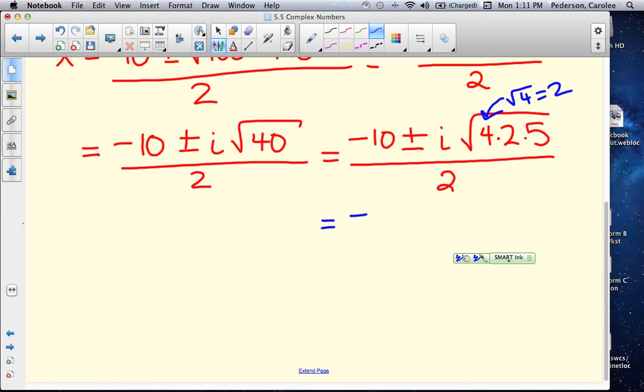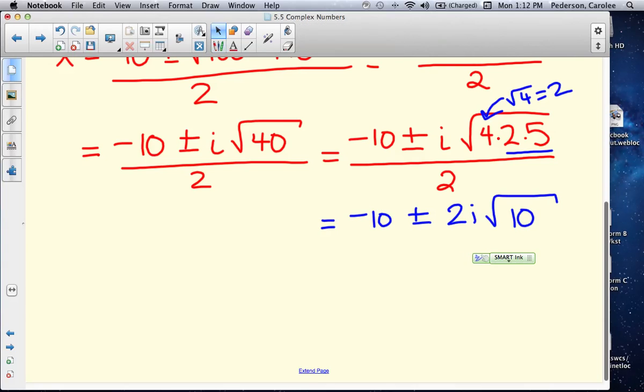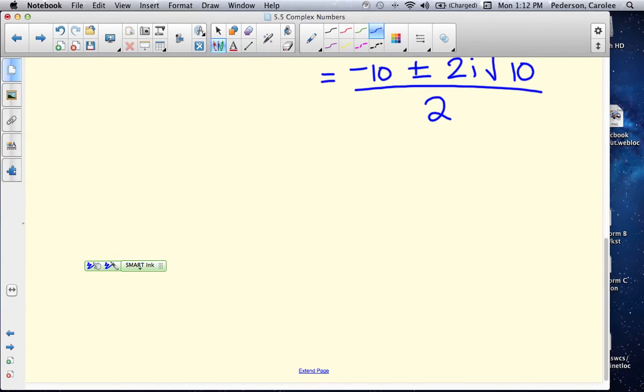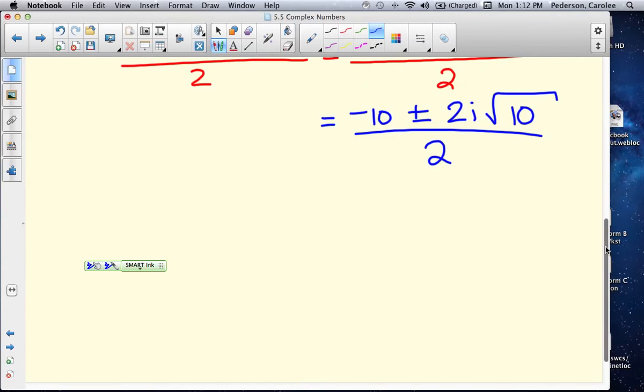So we have negative 10 plus or minus 2i. Then what's left is this 2 and 5. 2 times 5 multiplies back together to give us 10. And then all over 2. Now we can do one more thing. We can separate this large fraction into 2 fractions.